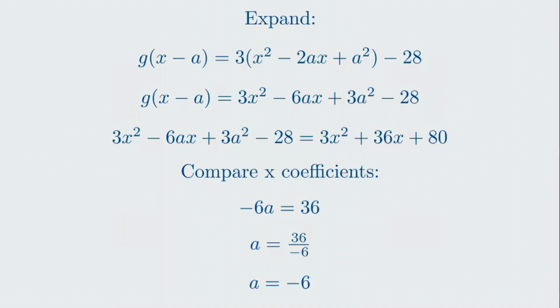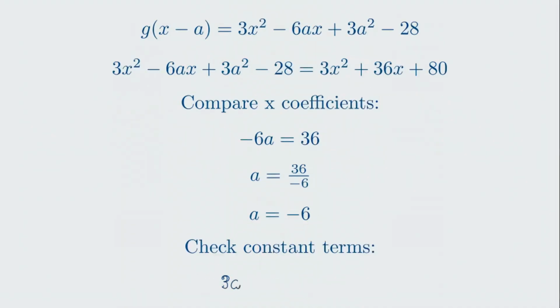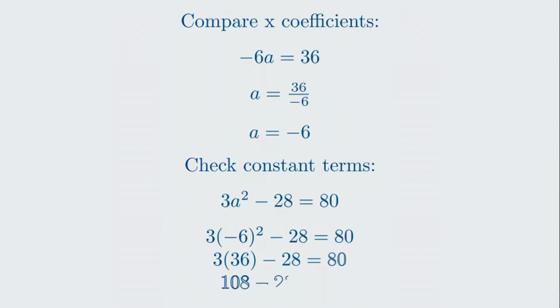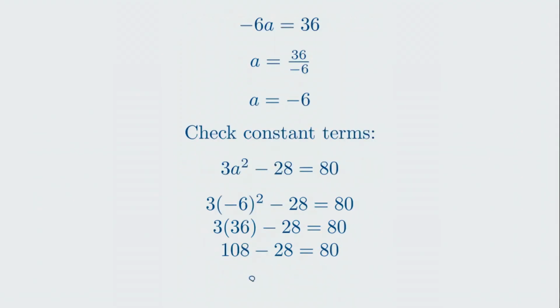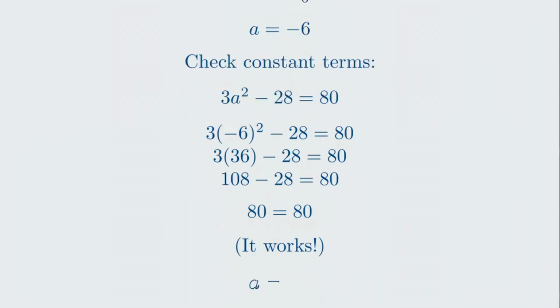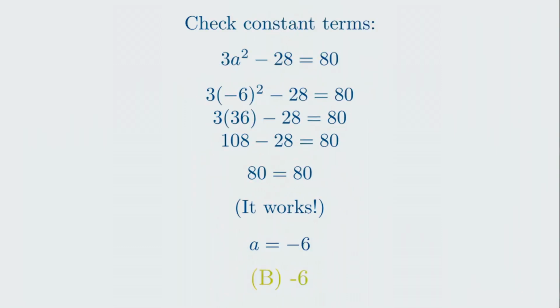To be thorough, let's also compare the constant terms to make sure our value of a is consistent. This is a good way to check your work. On the left, the constant term is 3a squared minus 28. On the right, it's 80. If a equals 6, then 3 times 6 squared minus 28 is 3 times 36 minus 28, which is 108 minus 28. And 108 minus 28 is 80. It matches, so our answer is correct. The value of a is 6, which is option B.